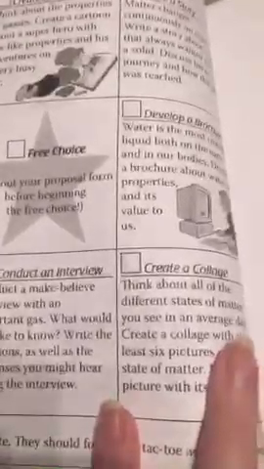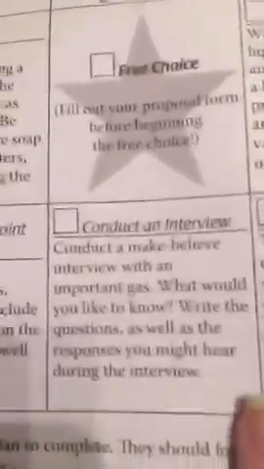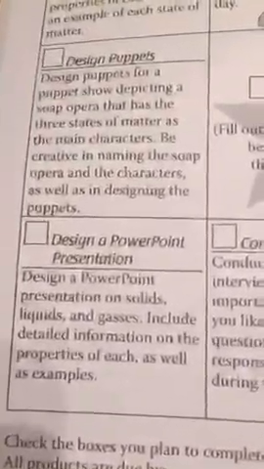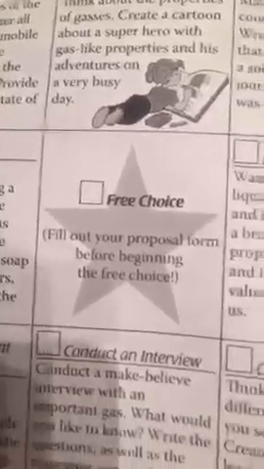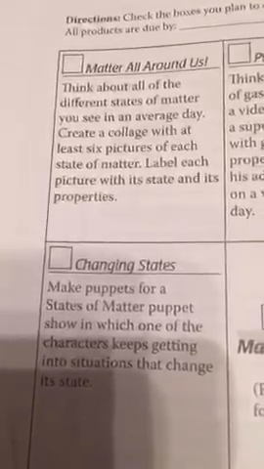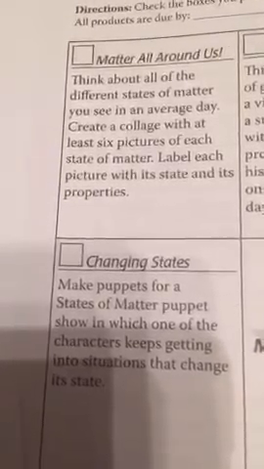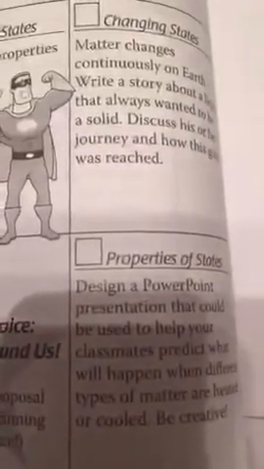In the original editions, and this is for almost any of them, you will see that the titles across the top of each product option tended to focus on the product itself. Make a mobile, design puppets, create a cartoon, etc. What I've done in the new one is I've tried to make it more obvious what the objective is that's being covered by that square. For example, matter all around us. This is properties of states, and then changing of states.